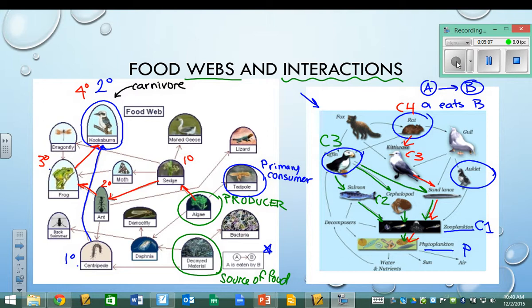If I were to follow other pathways, for example over here, it's eating different organisms. So the phytoplankton is the producer, zooplankton is the primary consumer, auklet is secondary, gull is third order, and rat is still fourth order. So even though it's eating different organisms in that path, we would still say that it's a fourth order consumer. Does anyone have any questions that they want to ask about that? Yes, Jade.